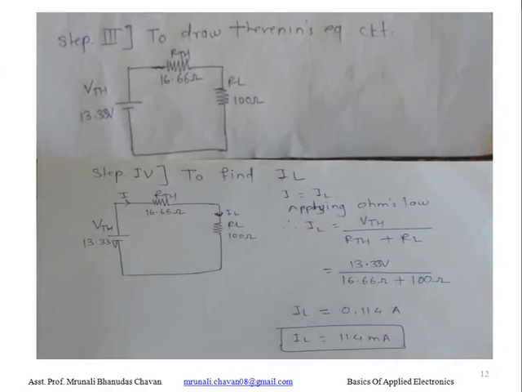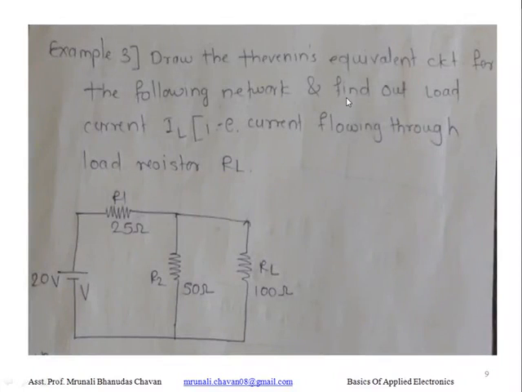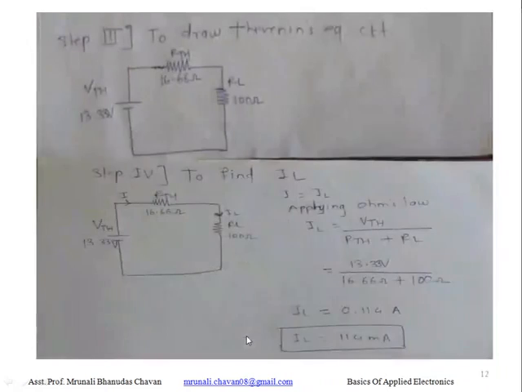Okay, next step is we have to draw the Thevenin's equivalent circuit. So to draw Thevenin's equivalent circuit, we just replace the whole circuit by VTH in series with RTH. VTH is 13.33 volt and RTH is 16.66 ohm, and this RL. Now step 4 is we have to find out here IL. In this example, one more thing to do here is find out the load current IL, that is current through load resistor RL.